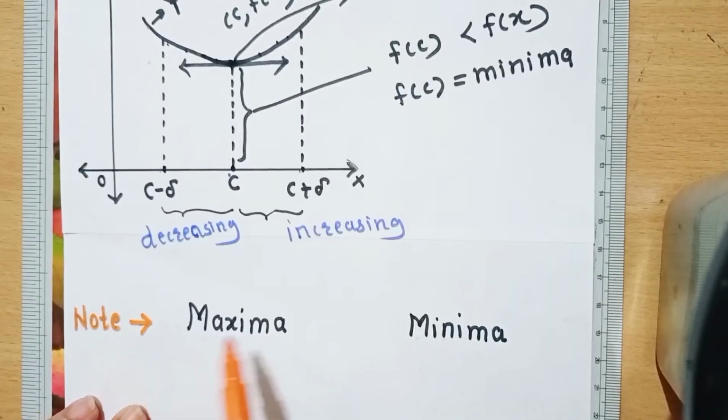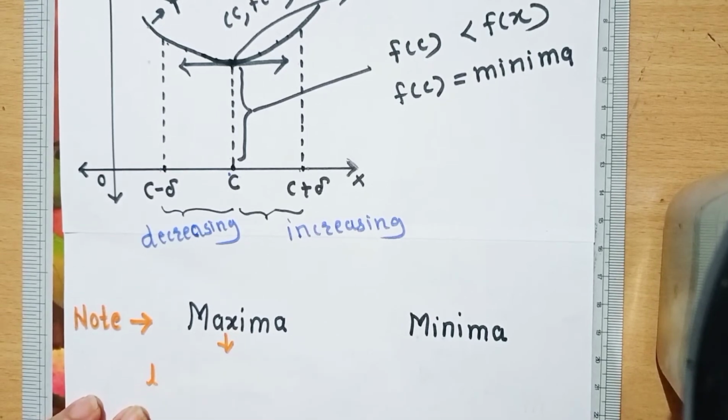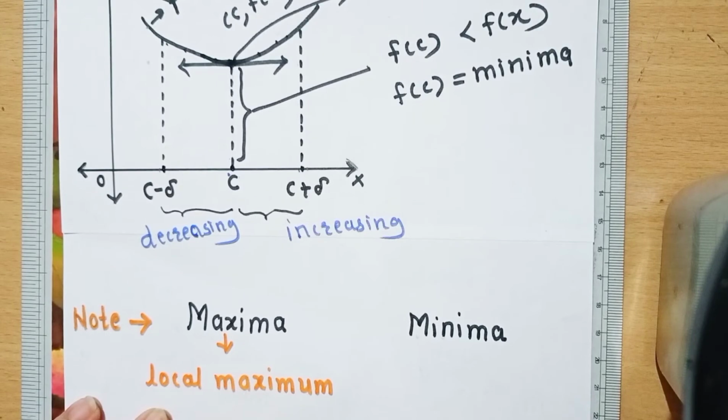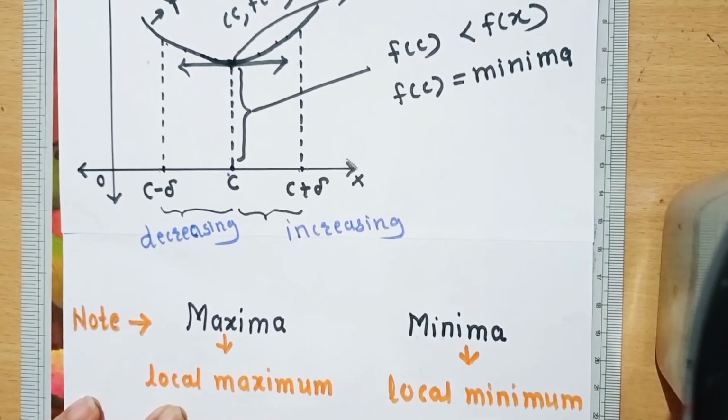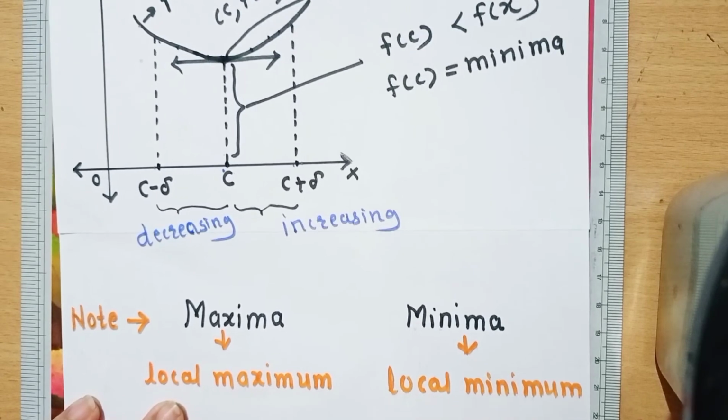One note is there, this maxima is called the local maximum of the function, and this minima is called the local minimum of the function.